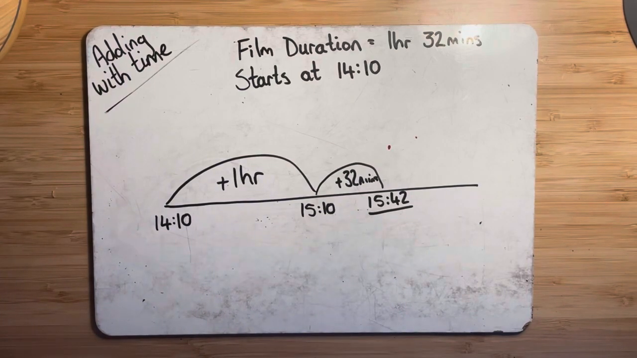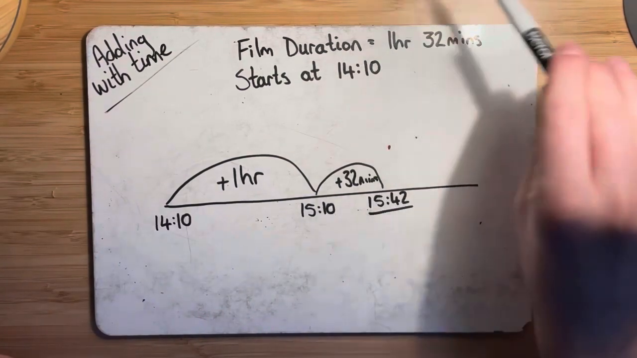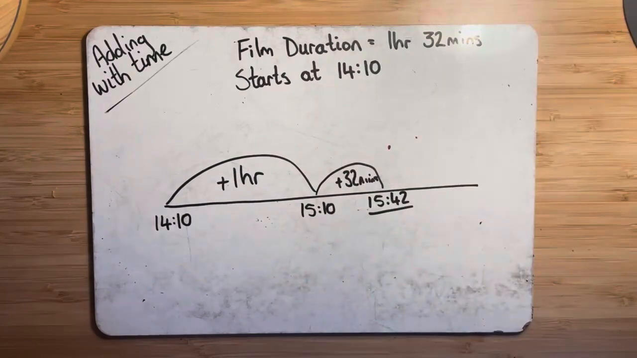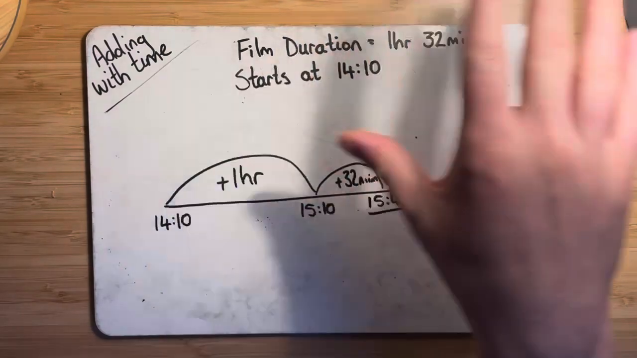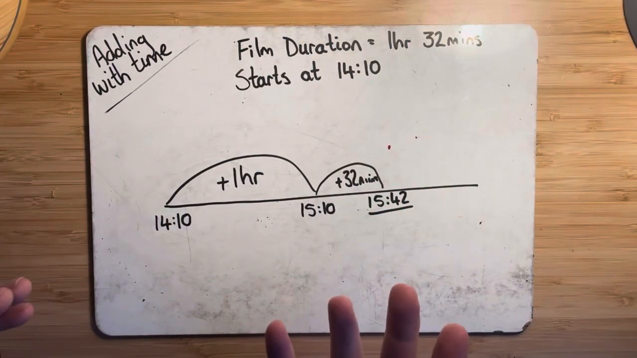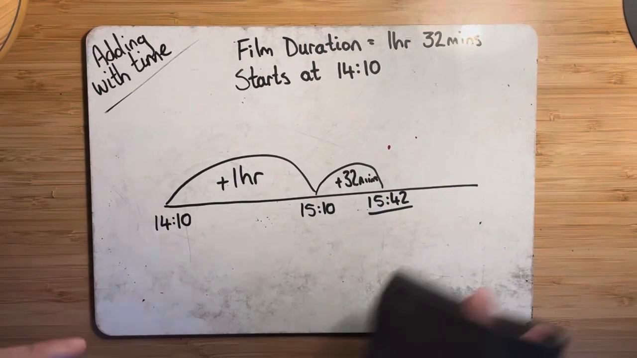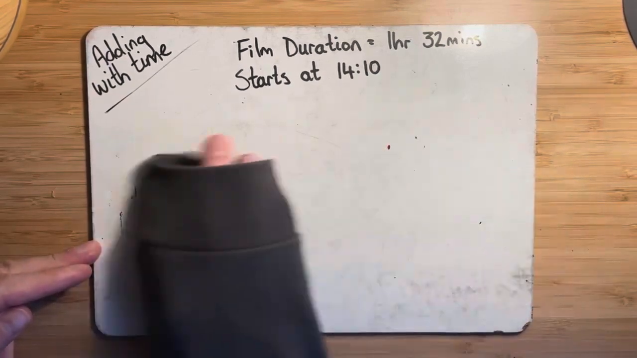Now that's quite an easy example, and hopefully the reason you spotted that it was so easy is because the 32 minutes didn't take us through another hour, and that can be quite an easy way to do it. If it's only at 10 minutes and we're adding 32 and we don't have to cross another hour, that's actually quite a simple one to work out. But that might not always be the case, you might have trickier ones than that.